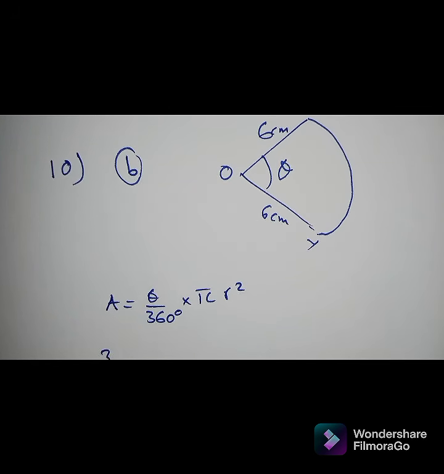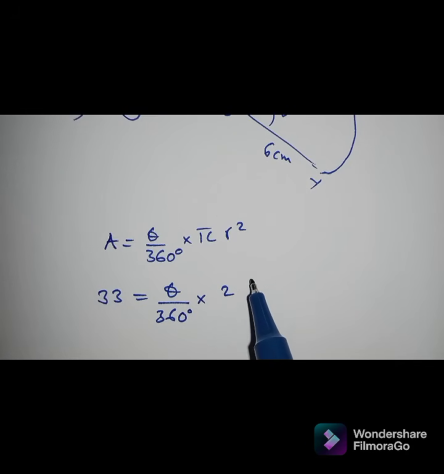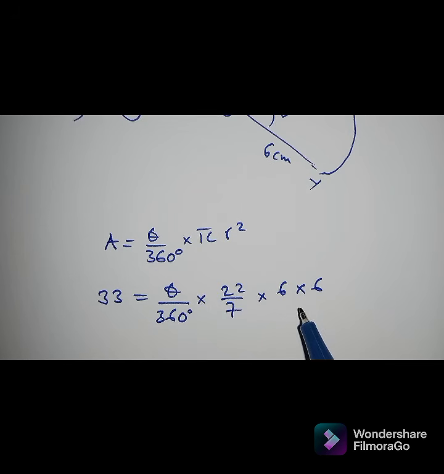Okay, what is our area? We've been given 33, which is equal to theta over 360 degrees times 22 over 7 times the radius, which is 6 times 6 because it's 6 squared. Here, 6 times 6 is 36, and 36 into 360 is 10. So here we remain with 10. Here it will cancel.